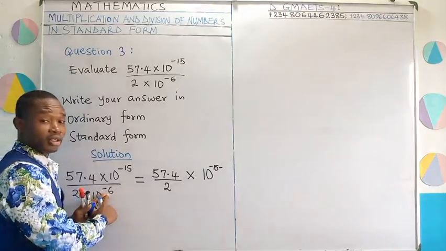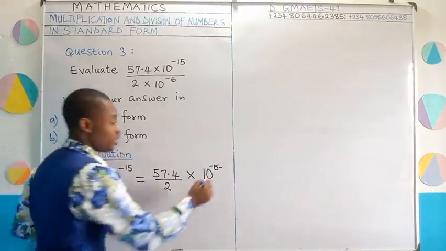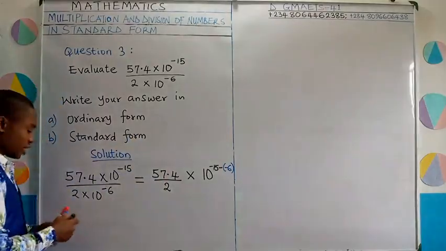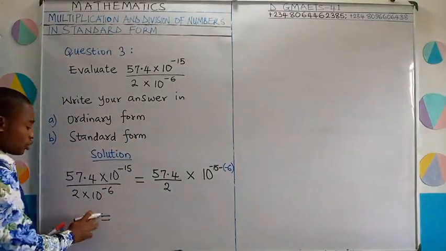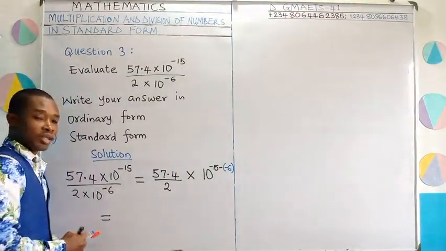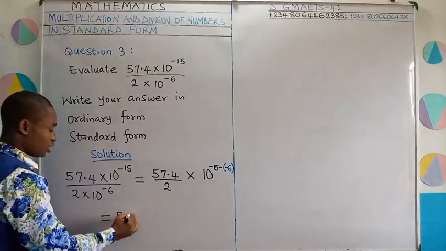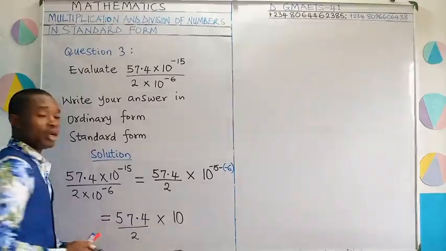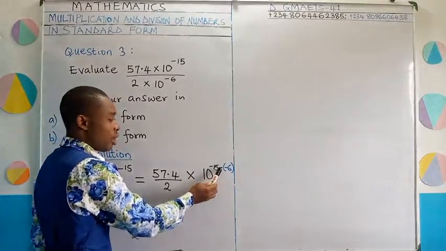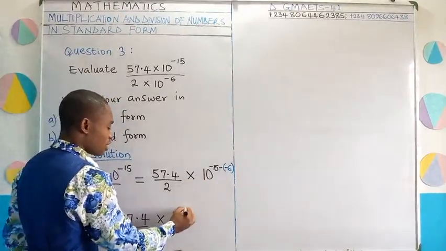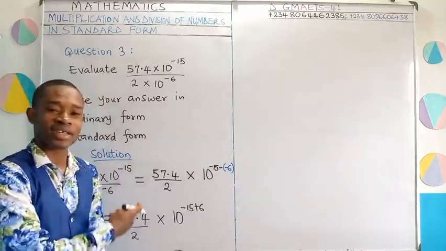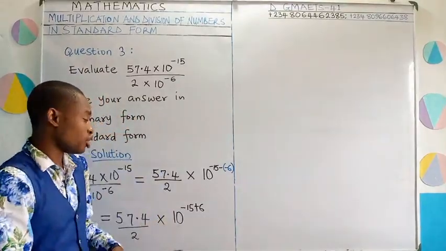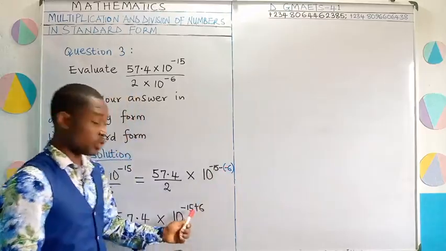Then coming to the denominator, you notice that the power is still carrying minus. So it's going to be open bracket minus 6. So you have minus minus there. Working this out, we are going to get this to be equal to, we now have to divide this part. Let me write it down here before I do the division: 57.4 all over 2, times 10 to the power of, please take note, minus 15 minus minus 6, which is going to give us minus 15 plus 6. I could have gotten my answer directly as minus 9, because minus 15 plus 6 is equal to minus 9. But I just had to show you that this minus times minus changes to plus.